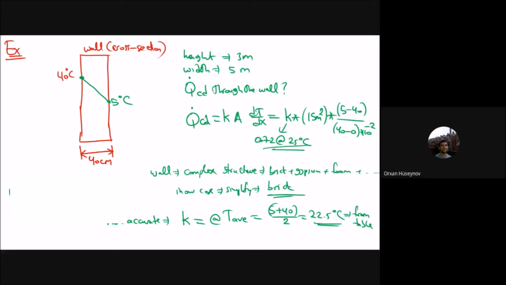you can find the K value in a more accurate manner. So if you calculate the QCD by the conduction through the brick, you get the value of 945 watts. Okay, good. This is the QCD heat loss. This one is the heat loss from the room.